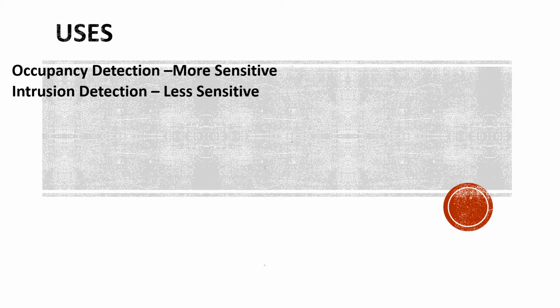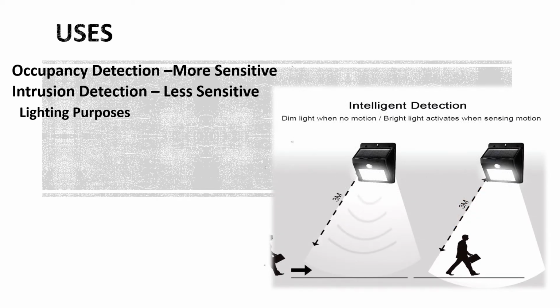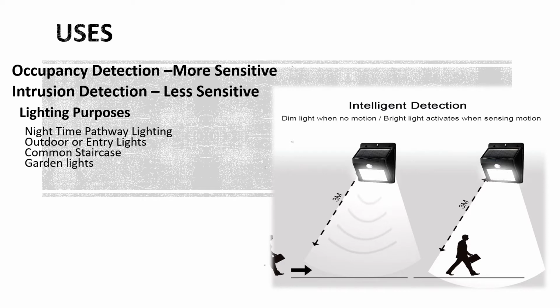In occupancy, it is used for lighting purpose. It can be installed anywhere, as we can see in the picture, where a person will cross the area where it is installed, the light will automatically turn on or gets bright. It can be used in night pathway lighting, outdoor or entry lights, common staircase lighting, or for garden lights. Automatic lighting help us in saving a lot of money which is spent in electricity.